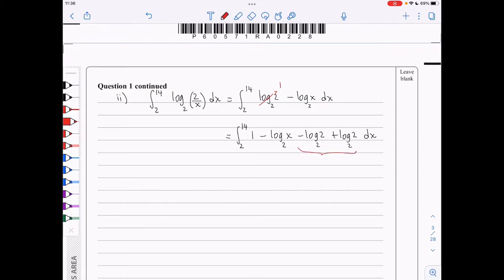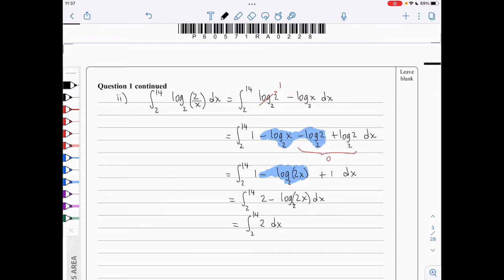So this here is essentially 0, which will allow me to write this as the integral from 2 to 14 of 1 minus log of 2x base 2, because minus log x base 2 minus log 2 base 2 can be written as minus log 2x base 2, plus 1 the log 2 base 2 dx, which is the integral from 2 to 14 of 2 minus log of 2x base 2 with respect to x, which is the integral from 2 to 14 of 2 with respect to x, minus the integral from 2 to 14 of log 2x base 2 with respect to x.